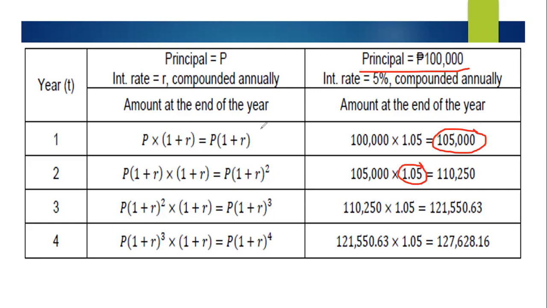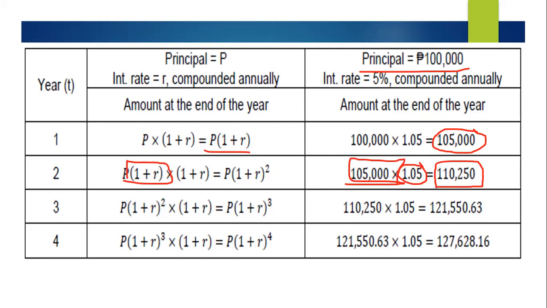So that is P times 1 plus R times 1 plus R is P times 1 plus R squared. Okay? So that is P times 1 plus R. Ito po. Okay? Ito yon yung 105,000 na compute natin previously. So yun na yung gagamitin natin. 105,000 pesos times 1.05. Okay?